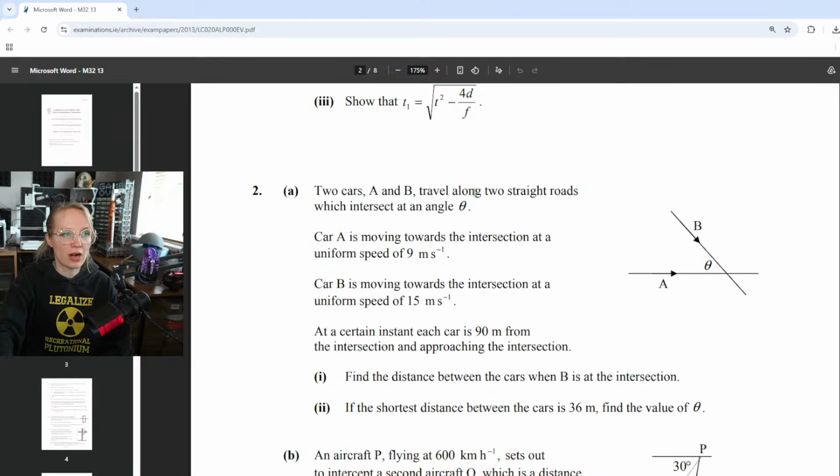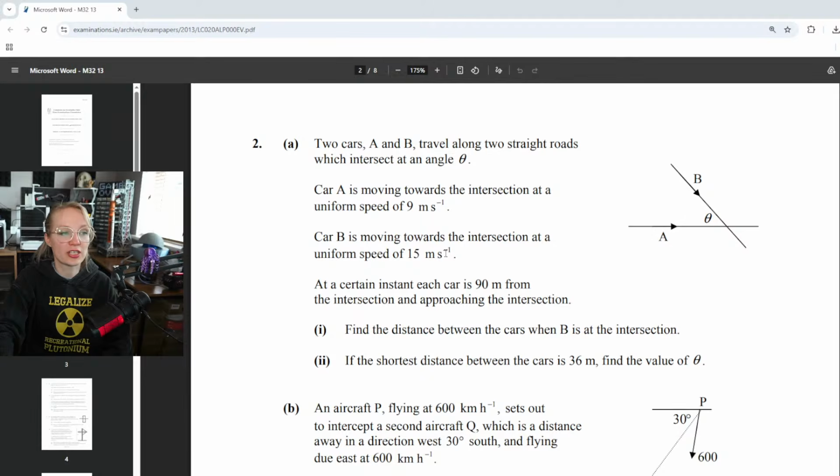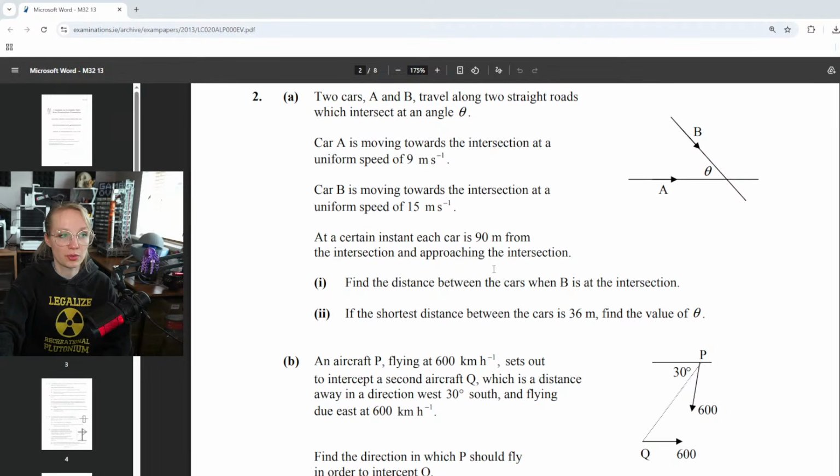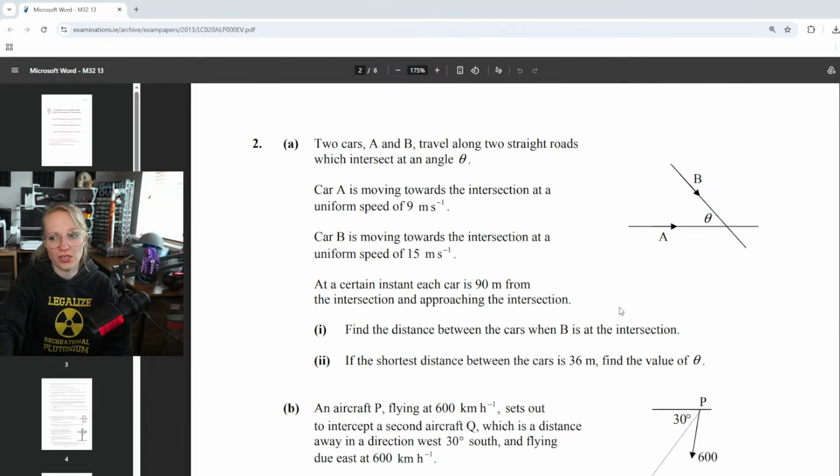Two cars, A and B, travel along 2 straight roads which intersect at an angle theta. So this is a car and this is a car. Here we go. We're literally studying for my driving test. Car A is moving towards the intersection at 9 meters per second. Car B is moving towards the intersection at 15 meters per second. At a certain instant, each car is 90 meters from the intersection and approaching it. Find the distance between the cars when B is at the intersection. If the shortest distance between the cars is 36 meters, find the value of theta. Quite a tricky question. Again, we've never practiced a question like this before. This came out of the blue. Really, really troublesome.